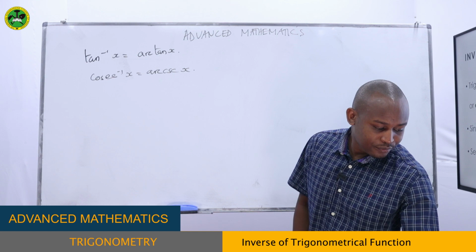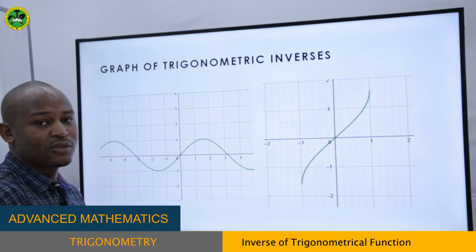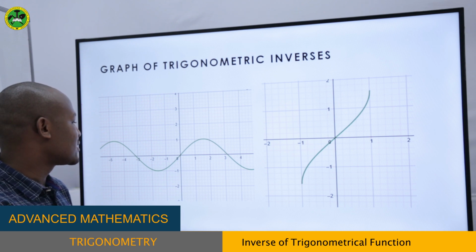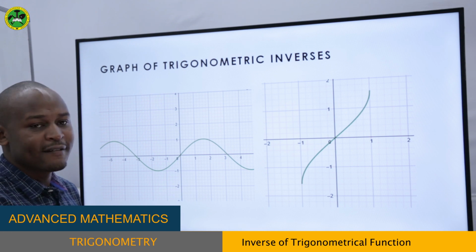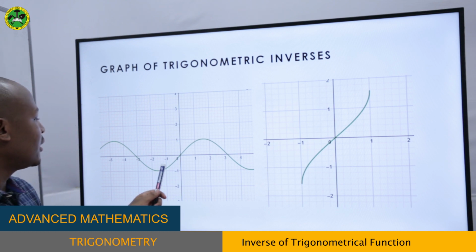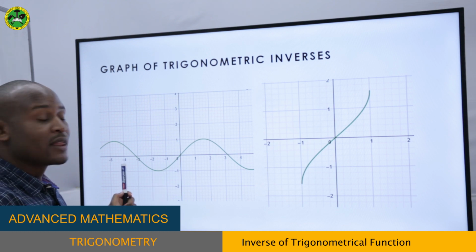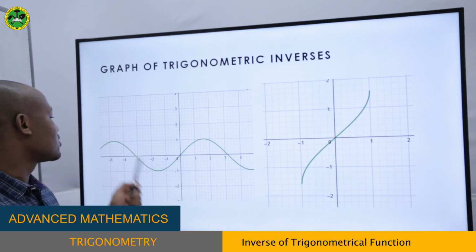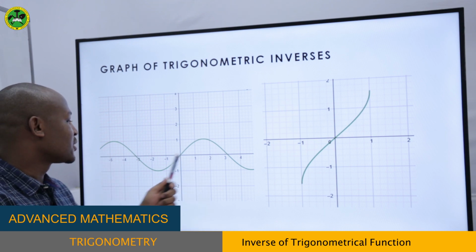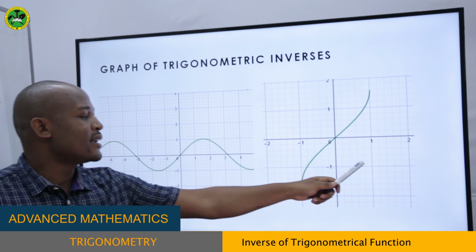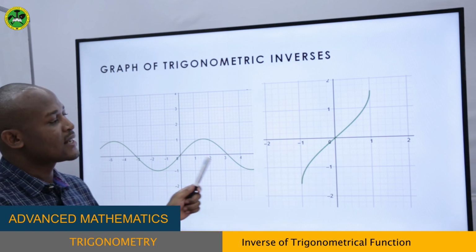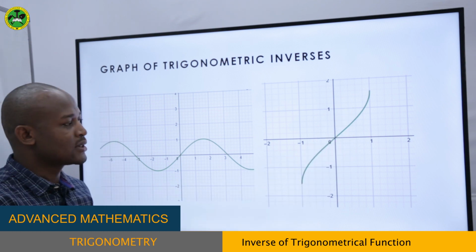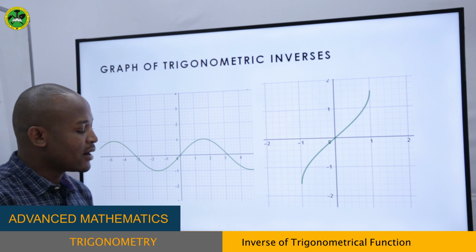Now from there, let's see the graphs of trigonometrical inverses. For example, here we have a graph of the sine function. The left one represents the graph of sine x. I know you know how it goes. And on the right hand side, we have the inverse of sine x. So the graph of the inverse of sine x looks like that. This is how they look.